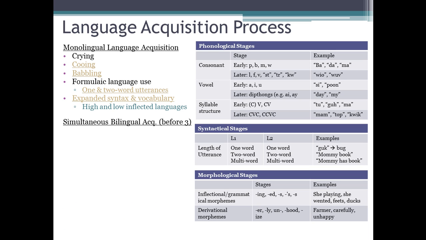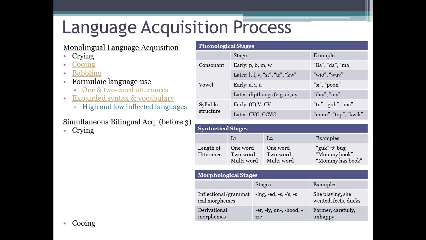Okay, so now let's talk about the developmental process of language for children who are simultaneous bilingual, which means that they are learning two first languages at the same time, right? Before the age of 3, it's considered that they don't have a foundation in either language yet, and so they're actually learning two at the same time. So you'll notice that a lot of the things are similar.